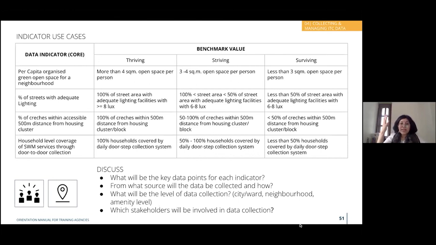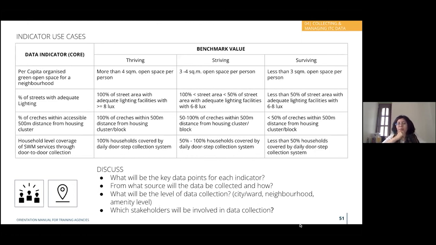I think census block data gives population, but in urban areas we often don't have that delineation. We only get sometimes the population at the ward level. So sometimes we'll also have to do primary surveys, based on number of housing, buildings, some estimates to arrive at the population. Let's look at the second one, percentage of streets with adequate lighting.